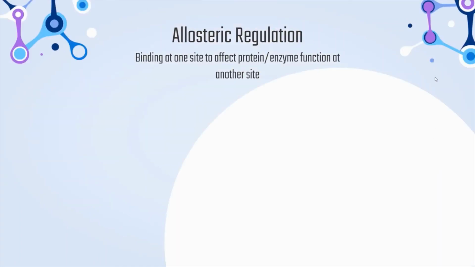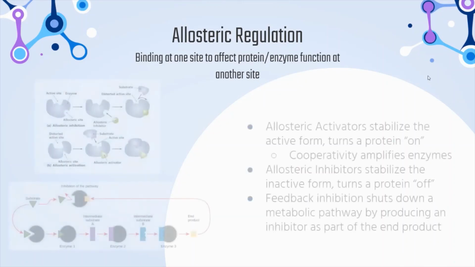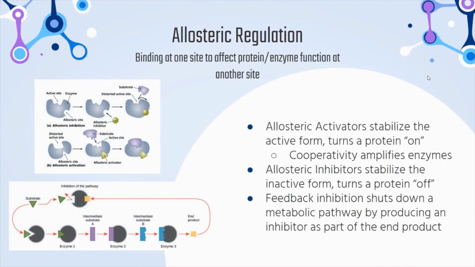And this all comes down to allosteric regulation, which is the binding of one site to affect the protein or enzyme function at another site. So allosteric activators stabilize the active form of a protein or enzyme, and this turns the protein on, and cooperativity amplifies the enzymes. Whereas allosteric inhibition stabilizes the inactive form and turns the protein off. And the reason we need these on and off switches is because we don't want a protein always active, or else it's going to take up too much energy.